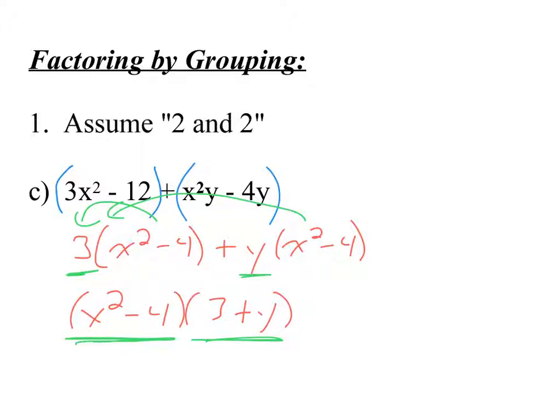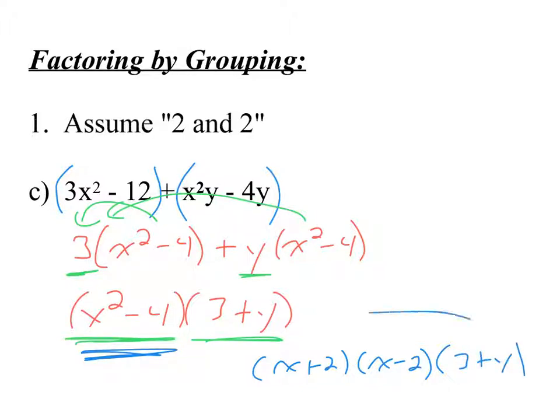Look in here, I have x squared minus 4 times 3 plus y. The last step to factoring is to always check the primeness of each factor. Well, x squared minus 4 is a difference of squares. So that can be factored as x plus 2 times x minus 2. x squared minus 4 is x squared minus 2 squared, times, I still have my 3 plus y. And there is my final answer.